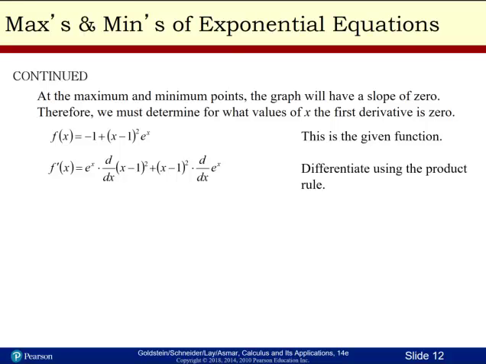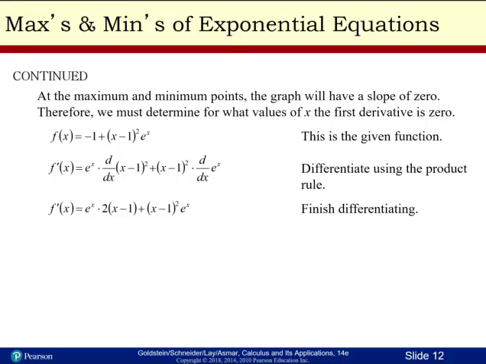So the product rule tells me that I'm going to write down one of them. So I'll write down e to the x, take the derivative of x minus 1 quantity squared, plus write down the x minus 1 quantity squared, and then take the derivative of e to the x. Performing that, I get e to the x times 2 times the quantity x minus 1 plus, and then I get that x minus 1 quantity squared times e to the x.